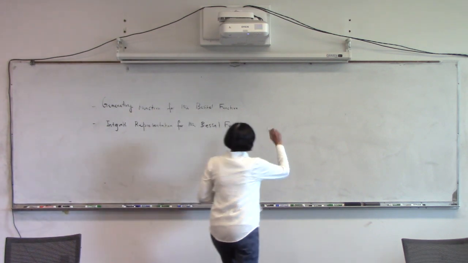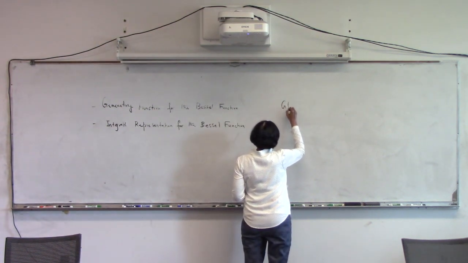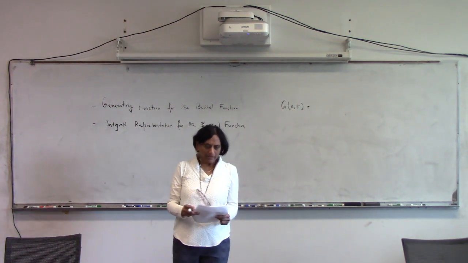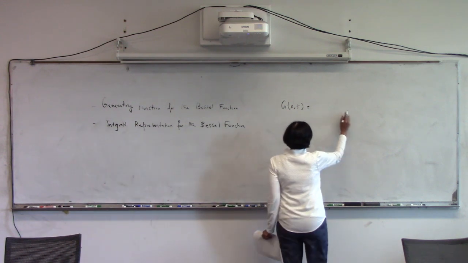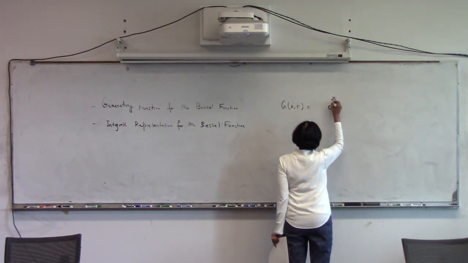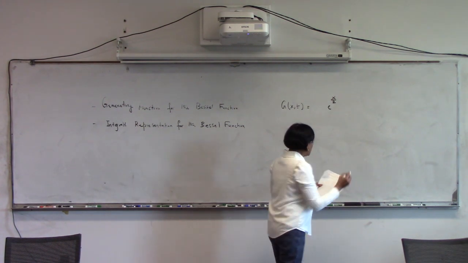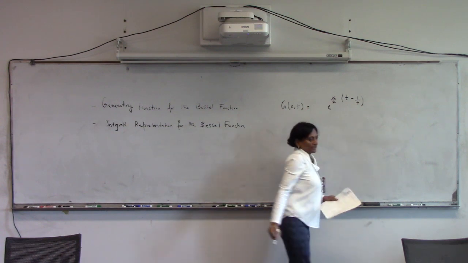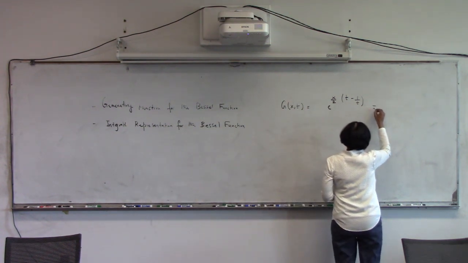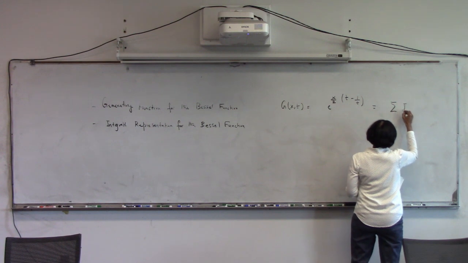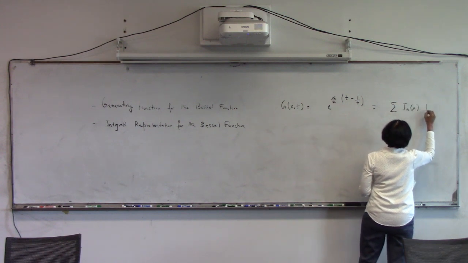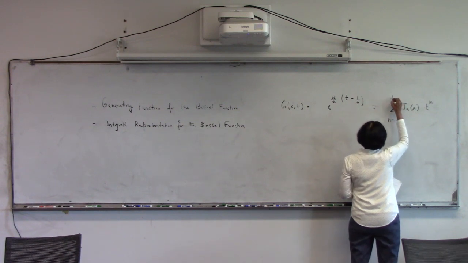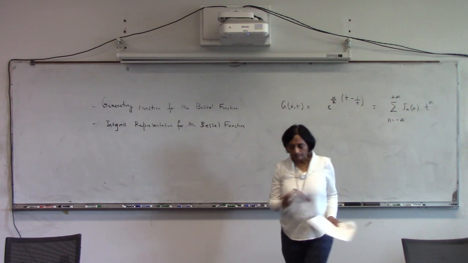So let's get started with this. Generating function, as you know, is a function of two variables represented by g. For the Bessel function, the generating function is given by the exponential of x over 2 times t minus 1 over t, and it produces an infinite series with the coefficient being nothing but the Bessel function, except here n goes from minus infinity to plus infinity. Okay?